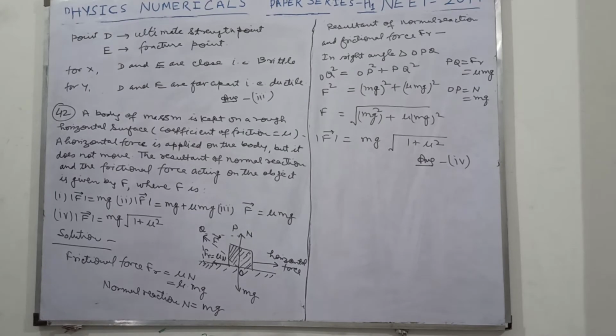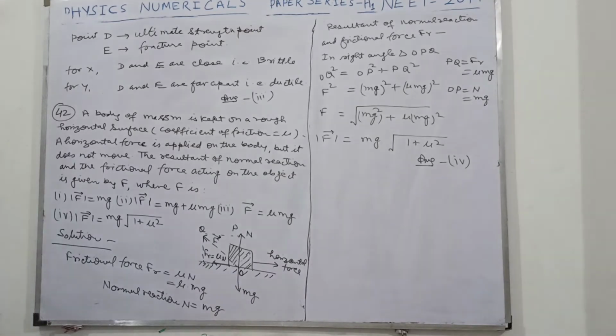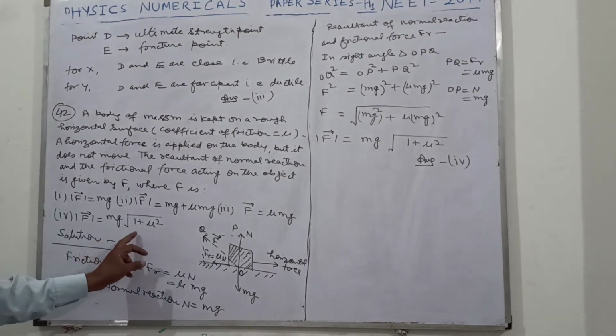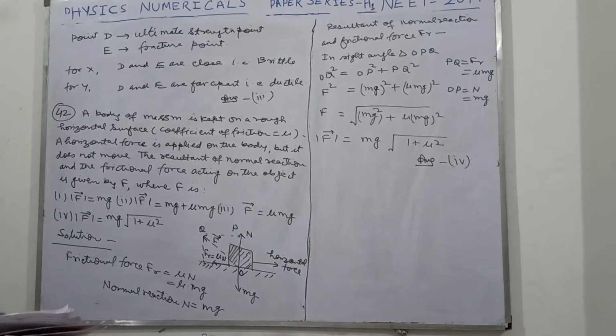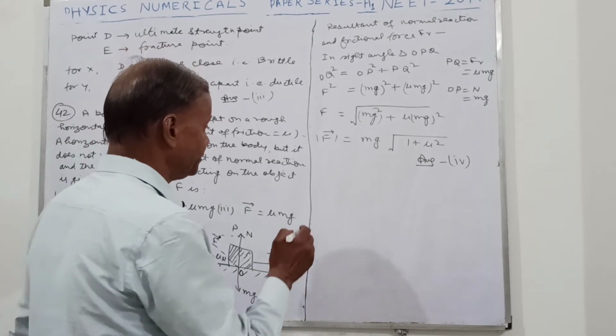So what we are given is the force that is the resultant of the normal reaction and the frictional force, and this is given by this one. So our right option is the 4th one. So this is from the chapter of friction. And now question number 43.